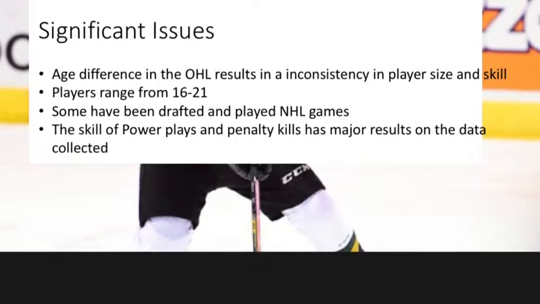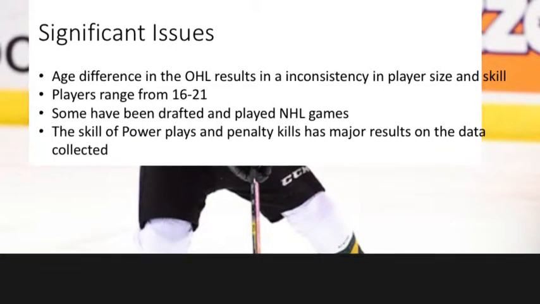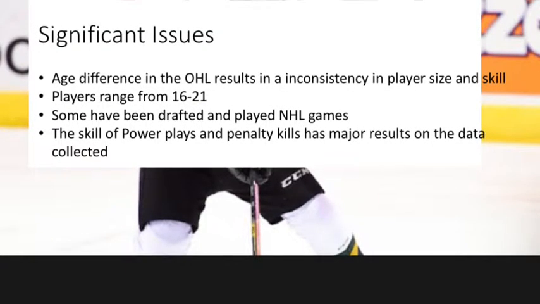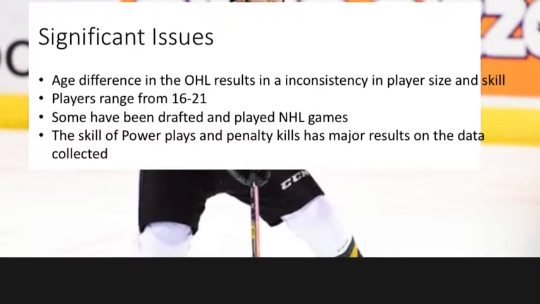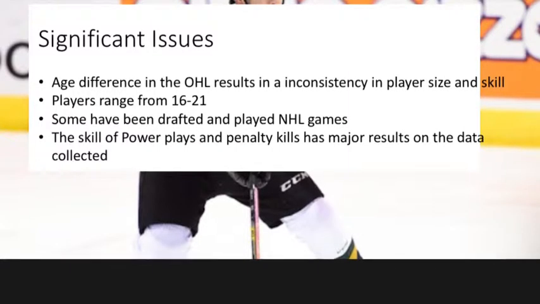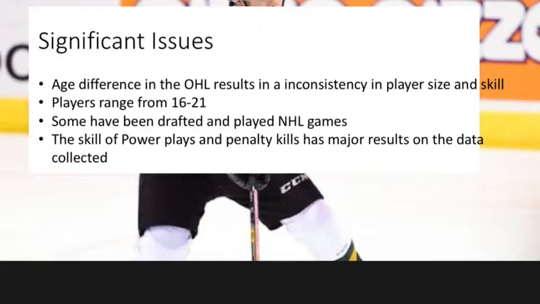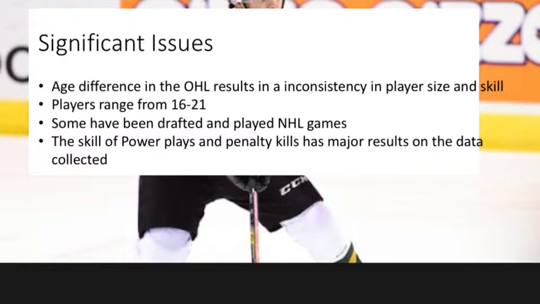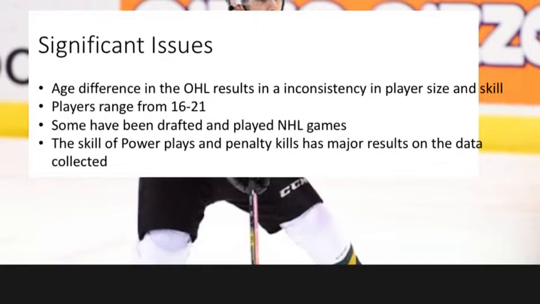The data was collected from the Ontario Hockey League. This data represents the goals against and the penalty minutes from all 20 teams in the OHL over the past 2 full seasons, 2013-2014 and 2014-2015. There are several significant issues that will affect the data collected. Firstly, the skill of the penalty kill and the skill of the opposing power play, which can be observed by power play percentage and penalty kill percentage. These have huge implications on the data.